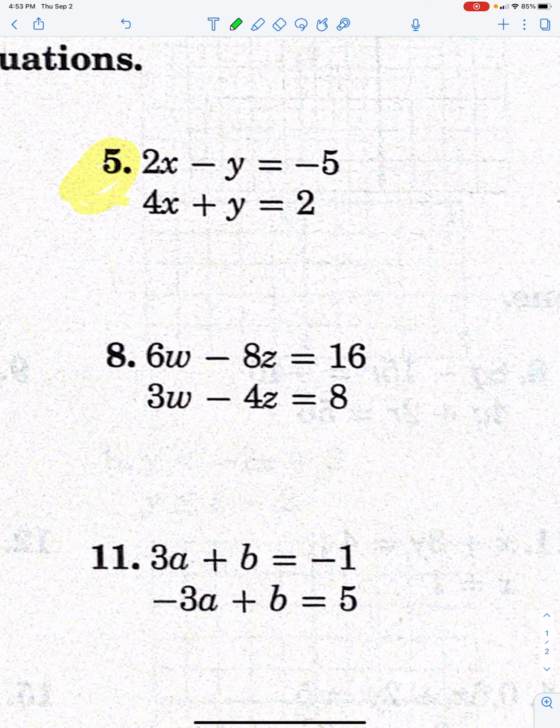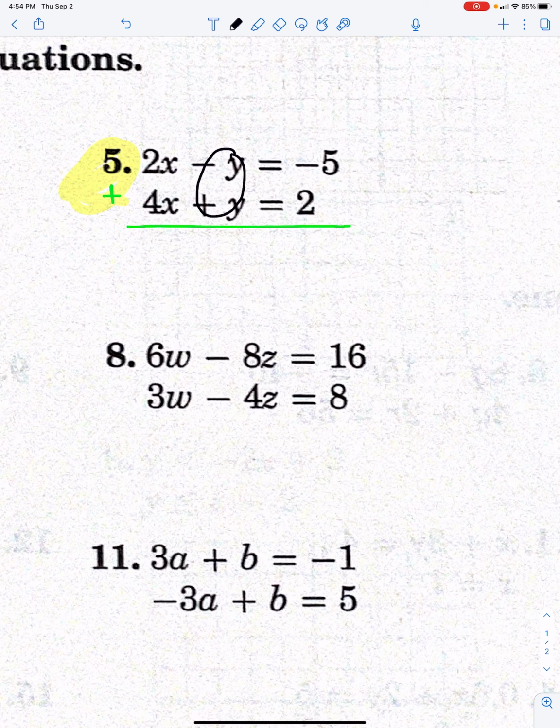Okay. So since they are both stacked up nicely, here's all my x's, here's all my y's, here's all the equals, and here's all the constants. Once we have those, now I'm going to go ahead and add them together. When we add them together, I need to make sure that either my x's or my y's are going to eliminate. Well, 2x and 4x are definitely not going to eliminate to 0. But negative y plus y, that will eliminate to 0. Okay, so there's my elimination.